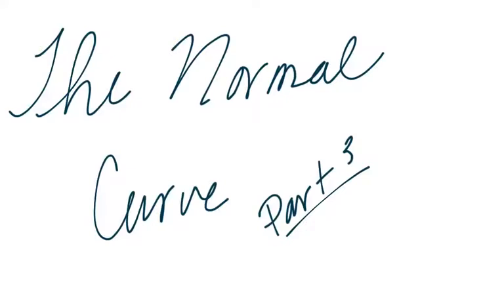This video is a continuation of our dive into the normal curve. We've already seen different types of distributions. We've also seen the empirical rule and applied the empirical rule. And now we're going to talk about z-scores and go through more examples.